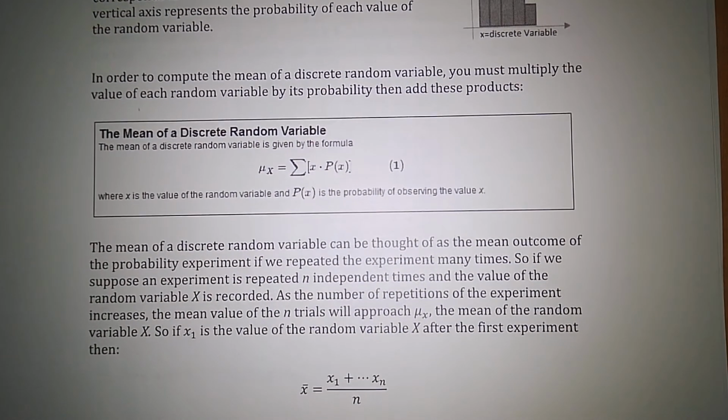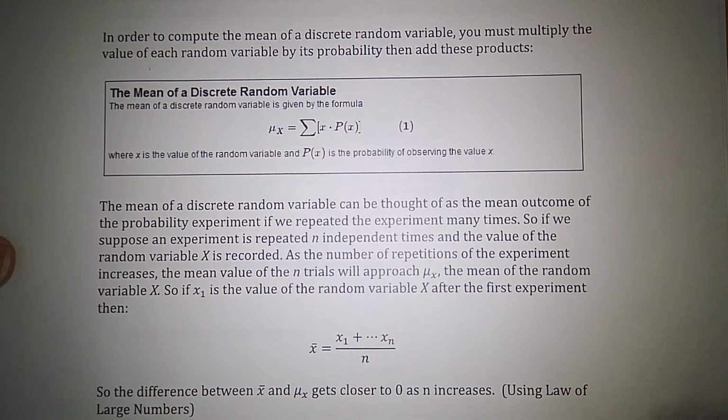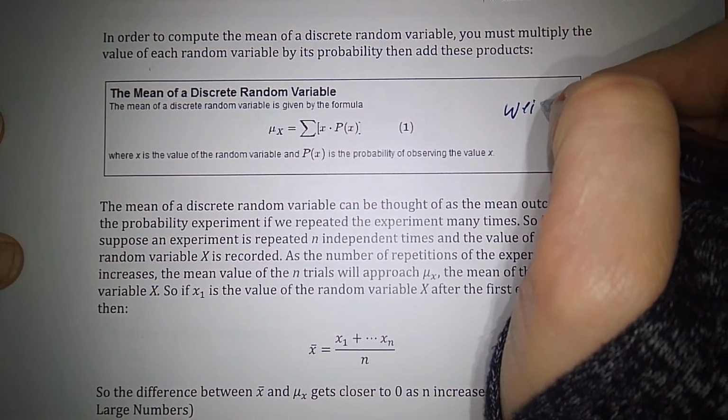In order to compute the mean of a discrete random variable, you must multiply the value of the random variable by its probability and add these products. This is also what is called a weighted average.